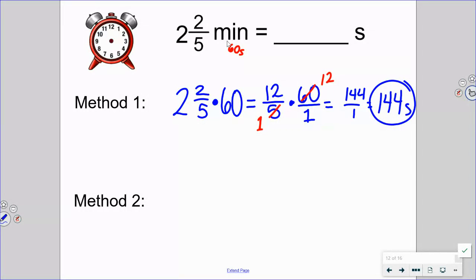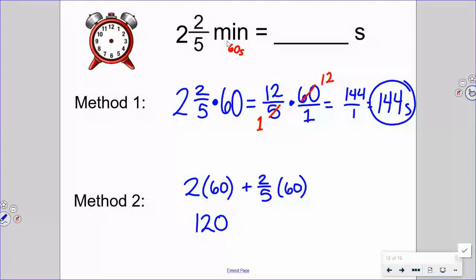Let's check the other method out. We have 2 full minutes, 60 seconds apiece, and then we have an additional 2/5 of a minute, or 2/5 of 60. Now 2 60s is 120 seconds. But now what about this one? Now again, take 1/5. A fifth of 60 is 12, right? But we don't want 1/5, we want 2/5. In other words, 2 12s gives you 24. Naturally, when you add those up, you will get the same answer. Therefore, 2 2/5 minutes is the equivalent of 144 seconds.